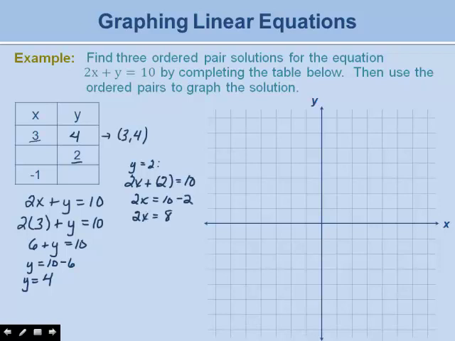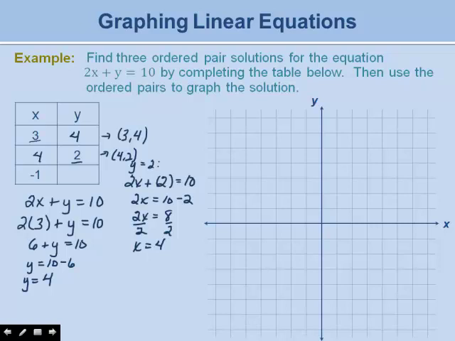And then if we divide both sides by 2, that's going to give us x is equal to 4. So now where our y was equal to 2, we've got x is equal to 4. And that's going to give us another point to plot, the point (4, 2). Now we could go ahead and plot these 2 points and graph the line.